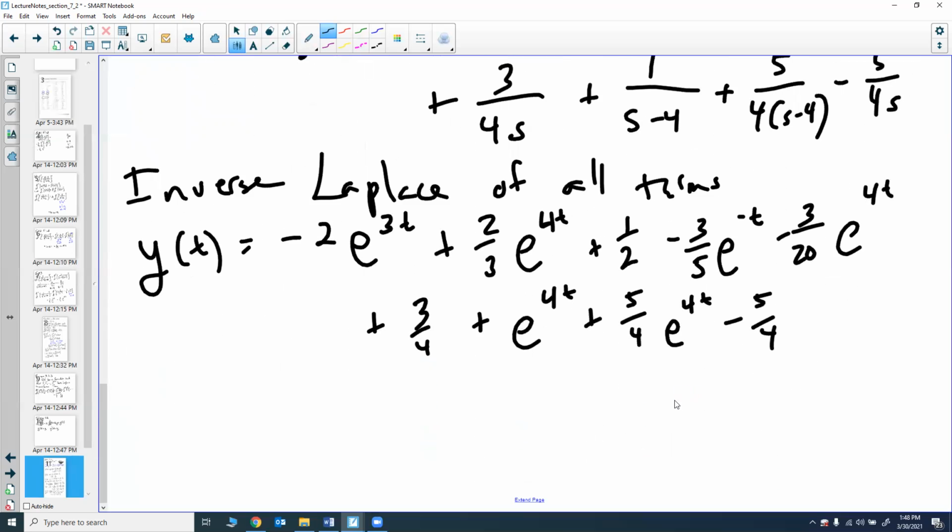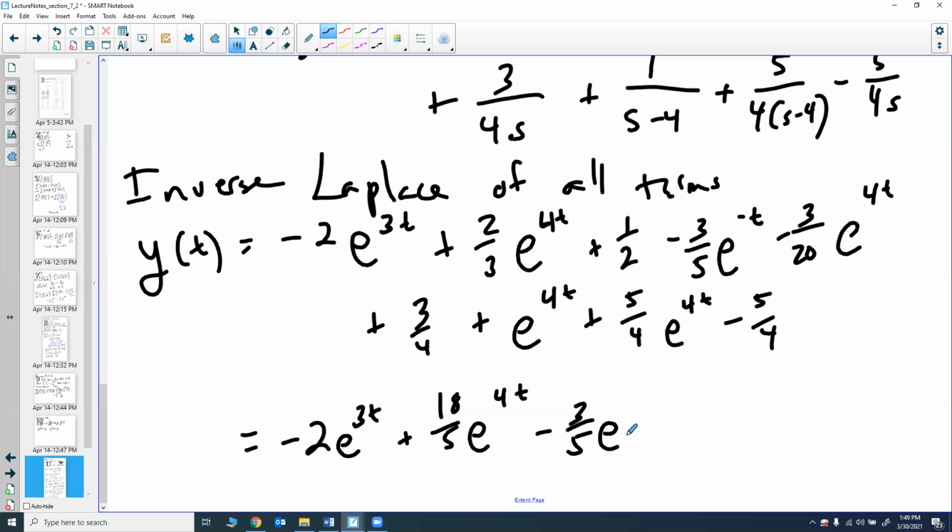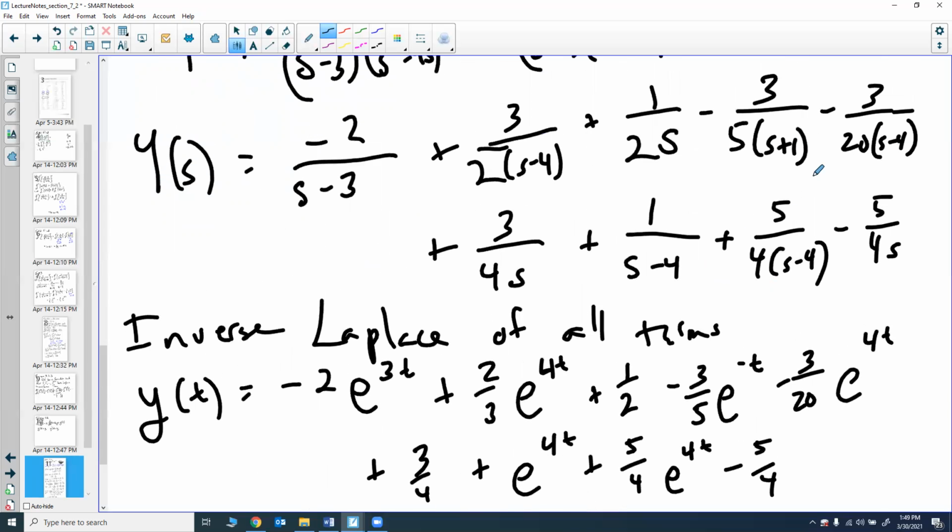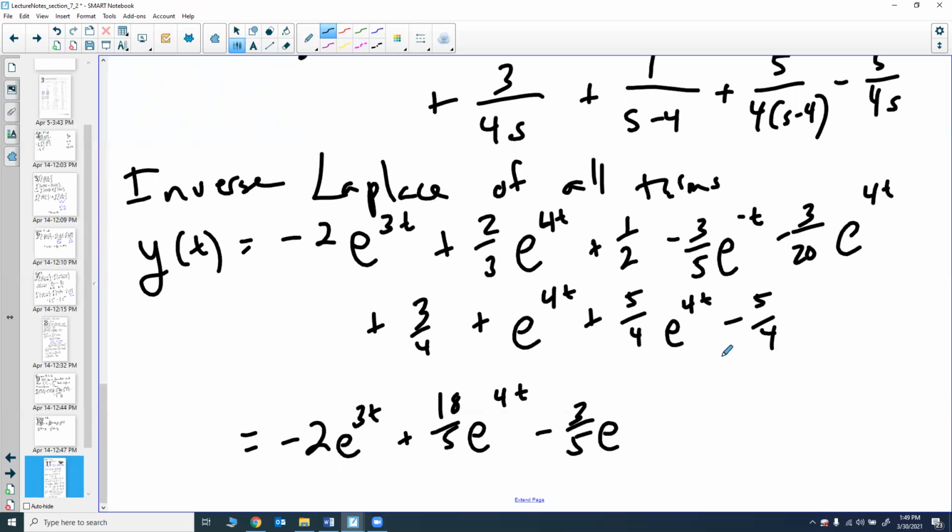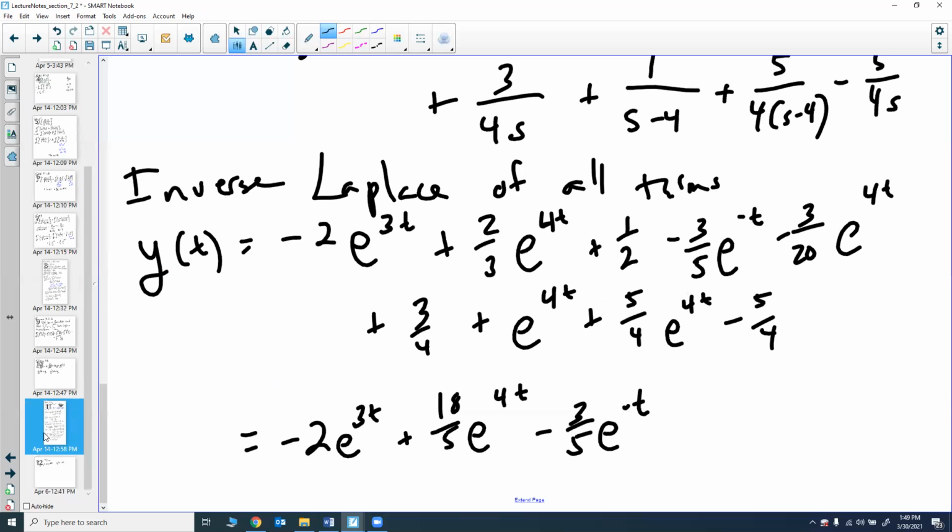At this point, I would probably collect any like terms I happen to have. When I do that, I get minus 2 e to the 3t plus 18/5 e to the 4t minus 3/5. I seem to have lost one of my terms. Oh, I lost this 3/5 here. Oh, I didn't lose it. I just forgot that I have it. So minus 3/5 e to the negative t. Collecting all your other like terms, it turns out you're going to get the 1/2, 3/4, and negative 5/4 all go to 0 when you add them together. So there's your answer. And that's how we use Laplace transforms to solve an initial value problem.